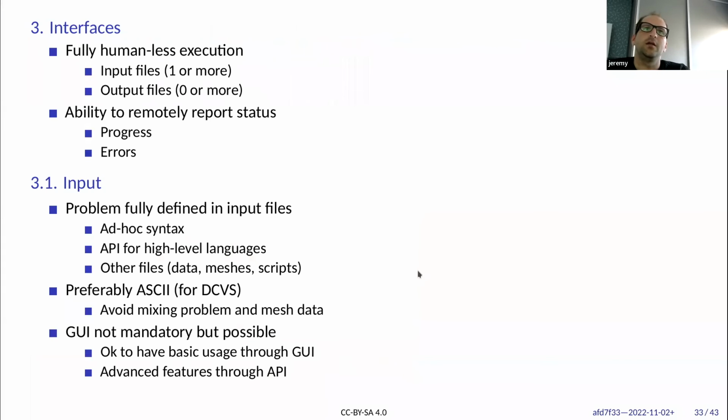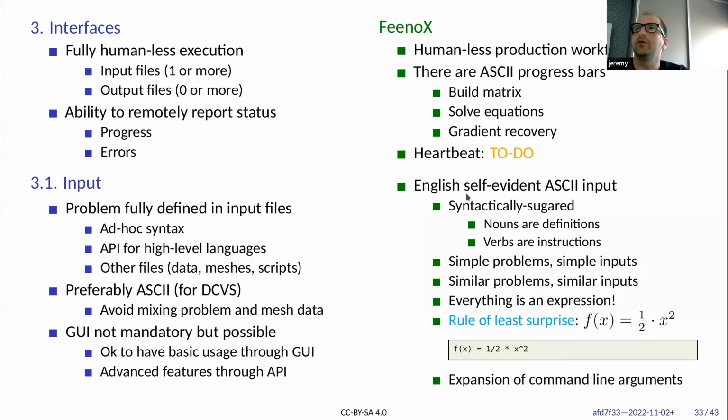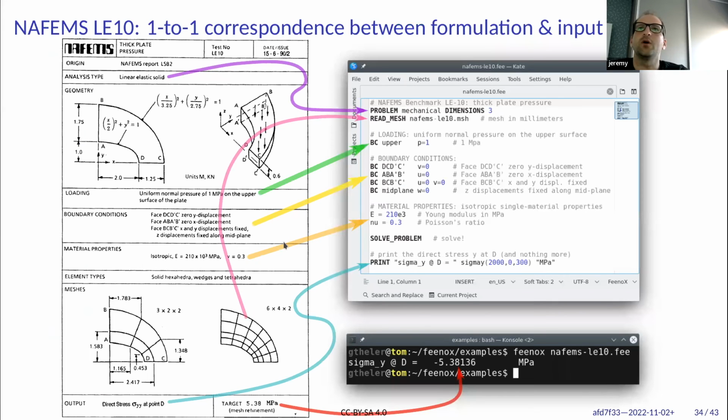Another example of how FeenoX works well with other programs. Interfaces about input. Well, we've been through this. This is a self-evident ASCII input. We've been here, expansion of command line arguments to give more flexibility. This is a one-to-one correspondence with the formulation, like written on a sheet of paper.